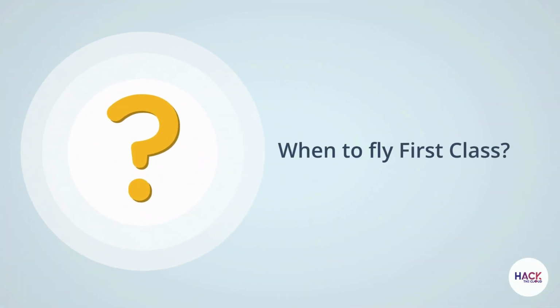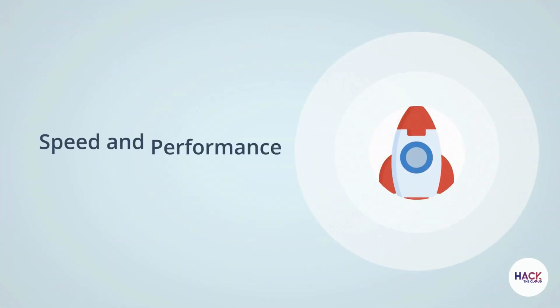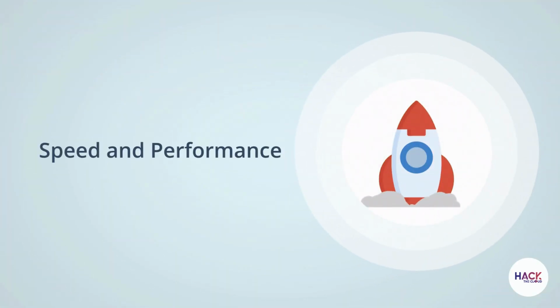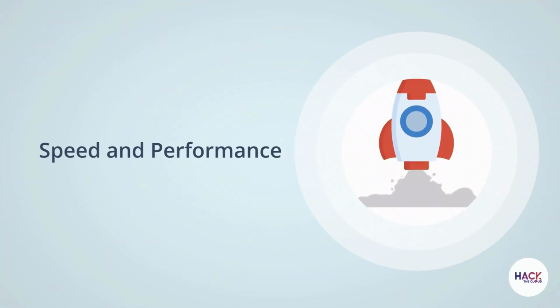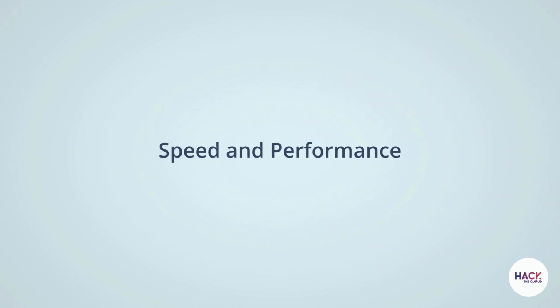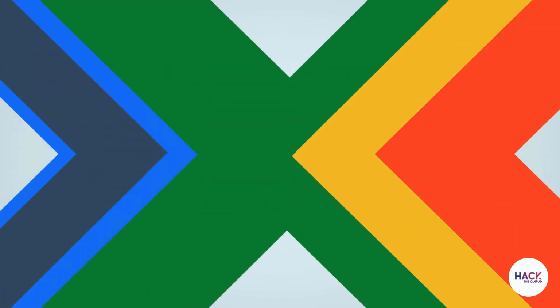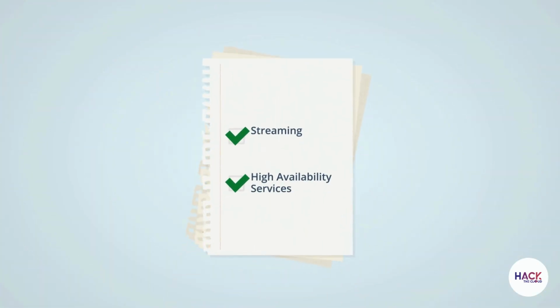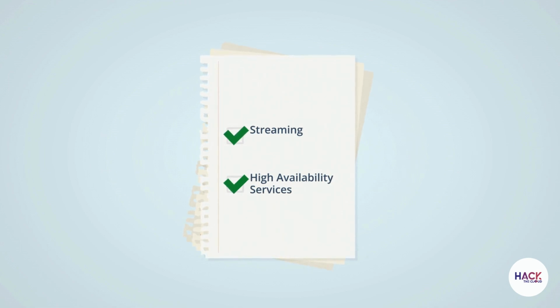When to fly first class? Premium tier is your go-to when speed and performance are everything. Think real-time gaming, financial services, or applications with a global user base. Basically, when you want your data to arrive faster than you can say, "Where's my Wi-Fi?" Premium is also great for streaming, high-availability services, or anything where downtime means angry users, or worse, angry clients. No one wants angry clients, right?